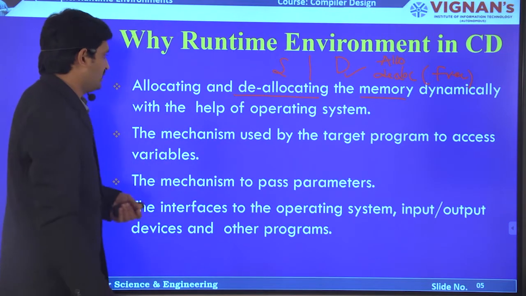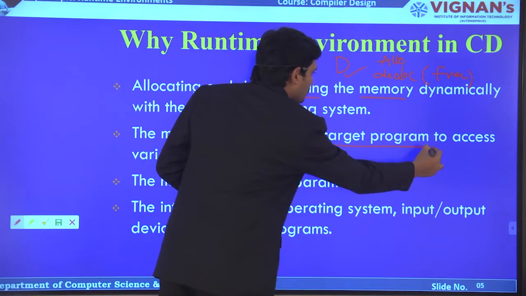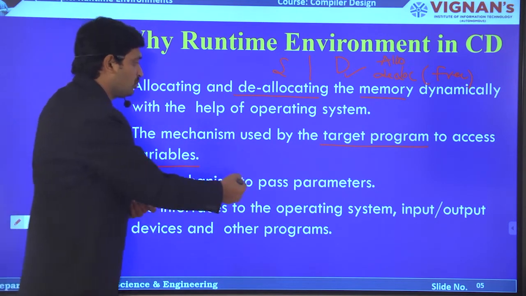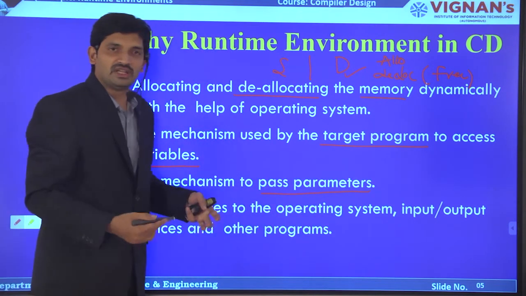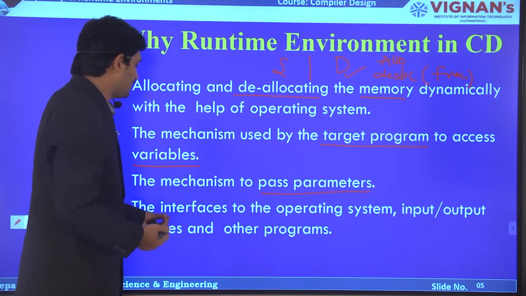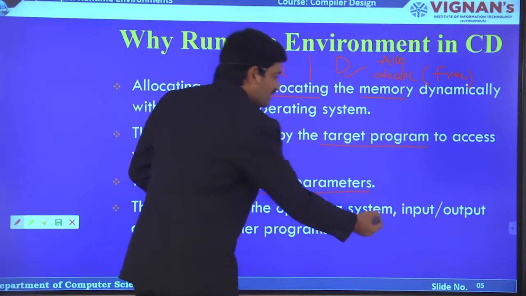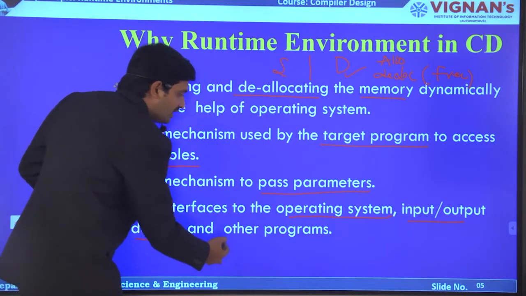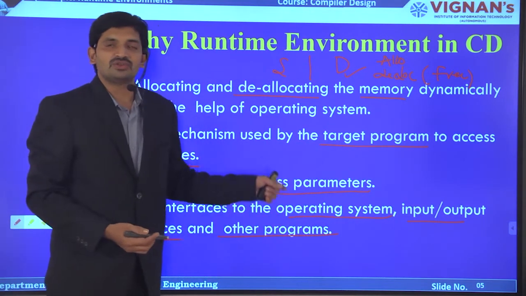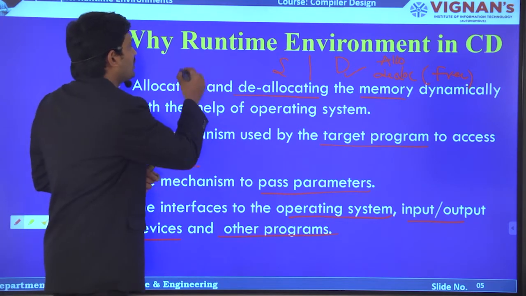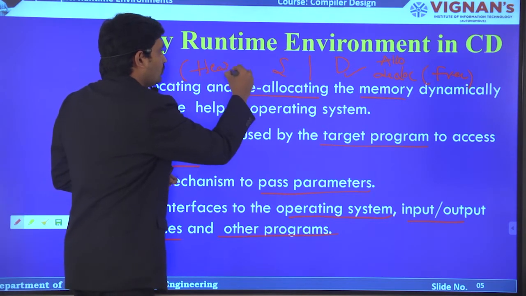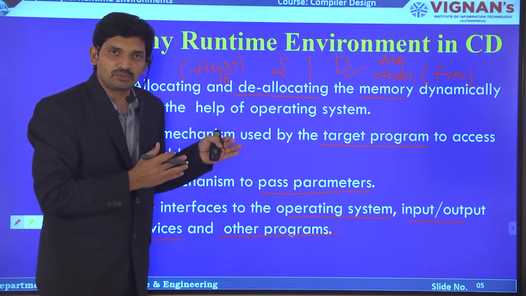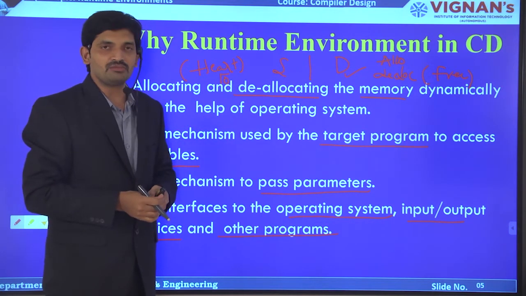Okay. Next, the mechanism used by the target program to access the variables, and the mechanism to pass the parameters to the various functions. Okay. Next, the interfaces to the operating system, input output devices, and other programs. So this is the heart to deal with the executed program and the operating system environment.